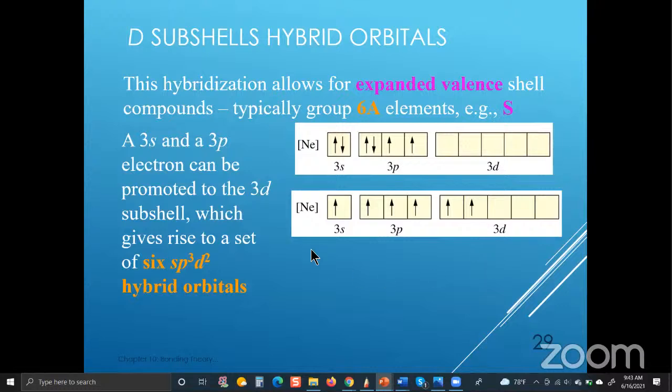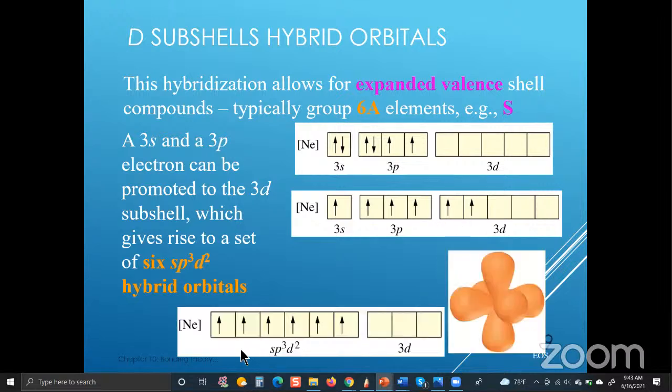And in this case, you're going to have the mixing of the 3s with the 3p with 2 of the 3d orbitals to form a total of 6 hybrid orbitals. And of course, the type of hybridization here is sp3d2. These 3d orbitals would be unaffected by hybridization. And this would be the spatial arrangement or the shape that would result, an octahedral shape, as a result of that type of hybridization, all right?